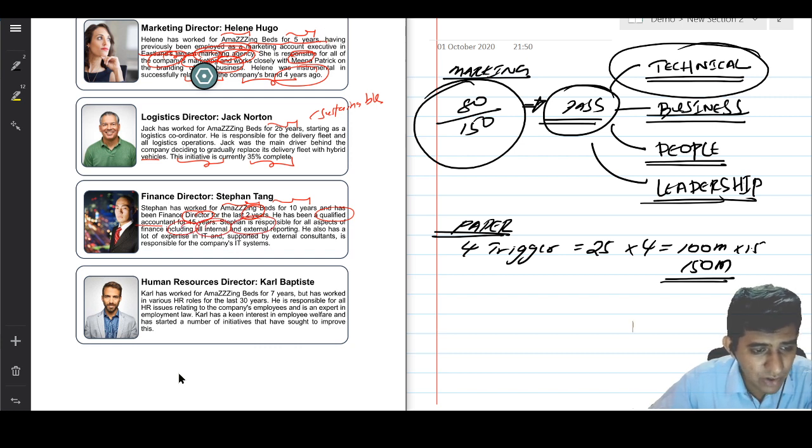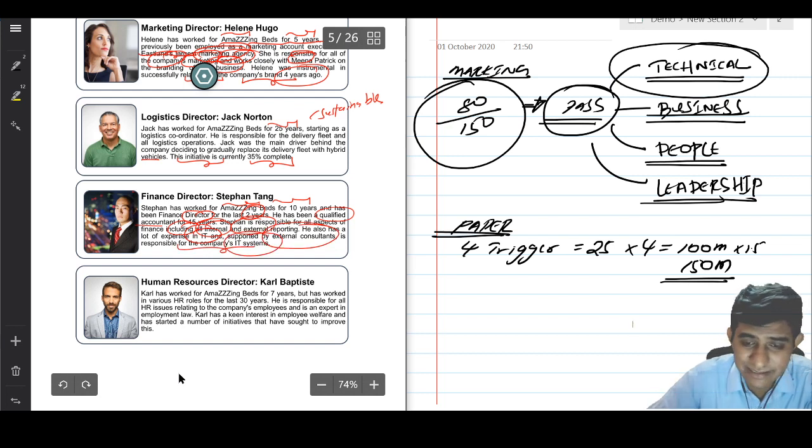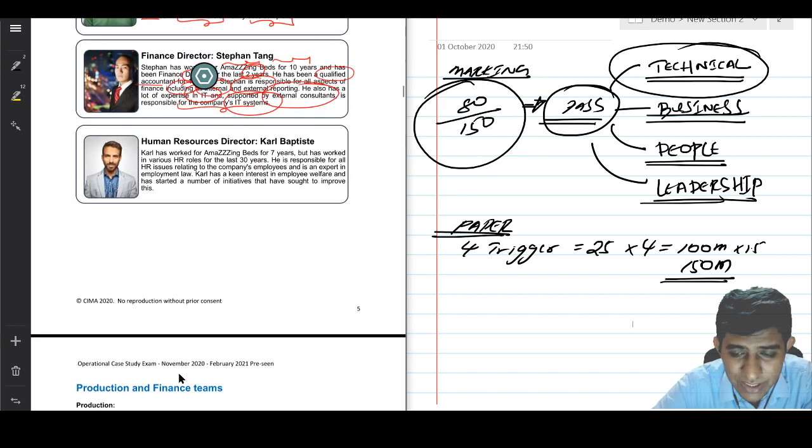He also has a lot of experience in IT, supported by an external consultant, and is responsible for the company's IT system. So he takes care of the IT also. But in the future, I prefer that there is a separate IT department, which would be really good.